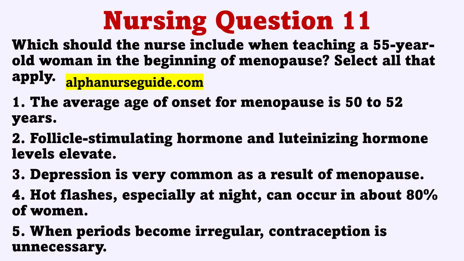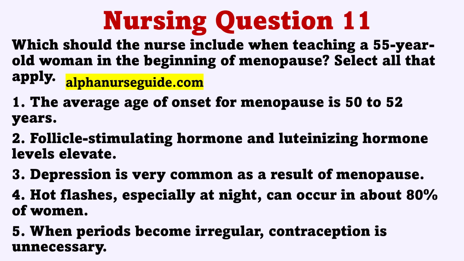The correct answers are 1. The average age of onset for menopause is 50 to 52 years. 2. Follicle-stimulating hormone and luteinizing hormone levels elevate. And 4. Hot flashes, especially at night, can occur in about 80% of women. The average age of menopause is 50 to 52 years, although some variation exists.